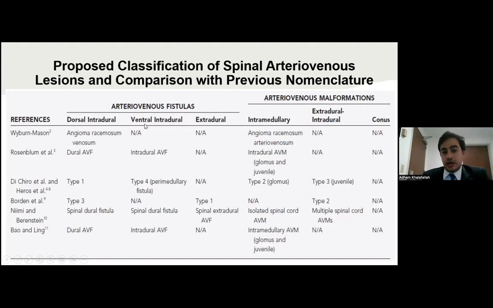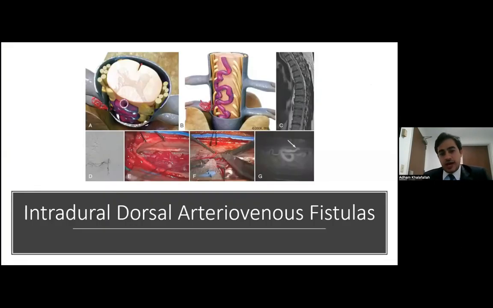And then for the AVM, they discussed the intramedullary, which would be the glomus, and then the extradural, intradural, which would be the juvenile. And then they added another category, which was not described as well, the conus AVMs. So going through each, and those are the actual pictures from their presentation and how they explain each type of them. So as I discussed briefly, this is the intradural dorsal arteriovenous fistula, which is also known as type 1, which is also known as the dural spinal AV fistula.